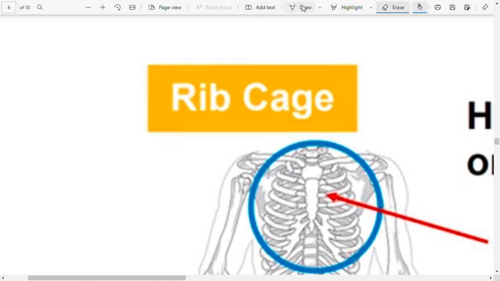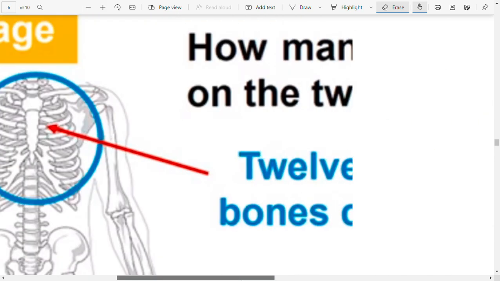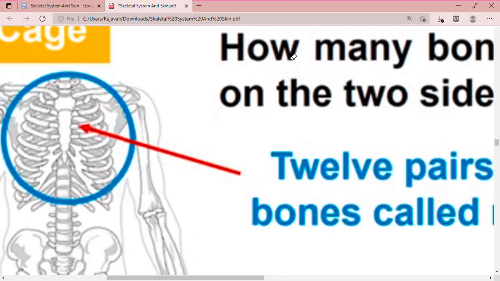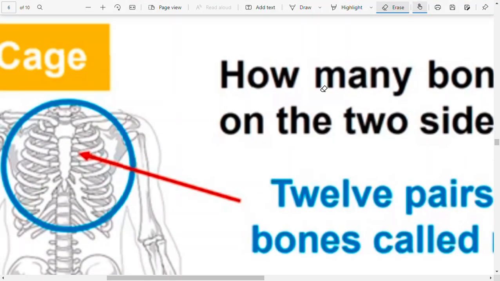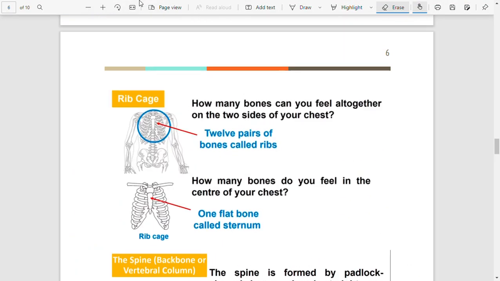So now let me tell you about this rib cage. The left and right side bones are called ribs. What are they called? They are called ribs.